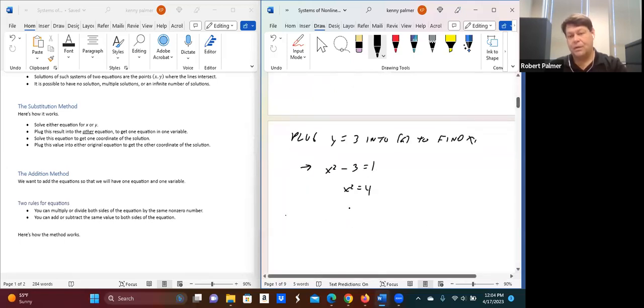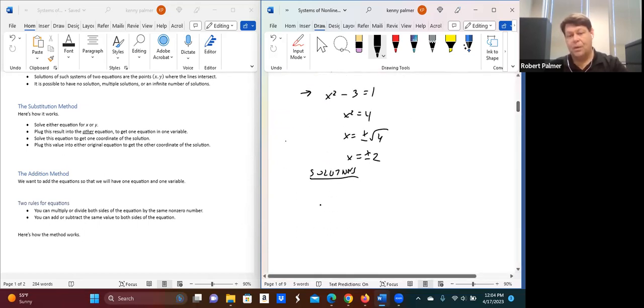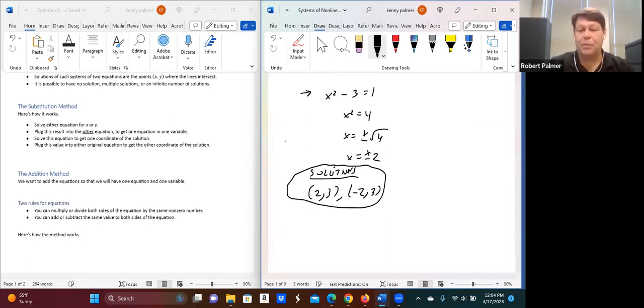And then, of course, take the square root of both sides. And so this is x equals plus or minus 2. Okay. Now, how many solutions do we have? We have 2 solutions. So our solutions, where these graphs meet: x could be 2 and then y is 3. And then the other one is x is negative 2 and y is 3. Okay, those are our 2 solutions for this example.